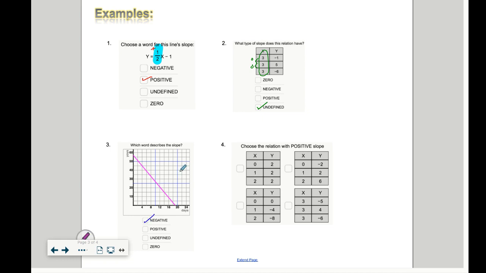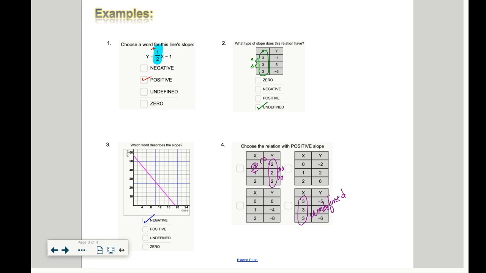And the last example, it says choose a relation with a positive slope. So if we're looking across here, we can eliminate this one because look, this has all x's. So we know that this is undefined. So it's not that one. We can eliminate this one because that has these are all going up by 0, right? So this has a 0 slope. Now let's look at the next 2 that we haven't eliminated.